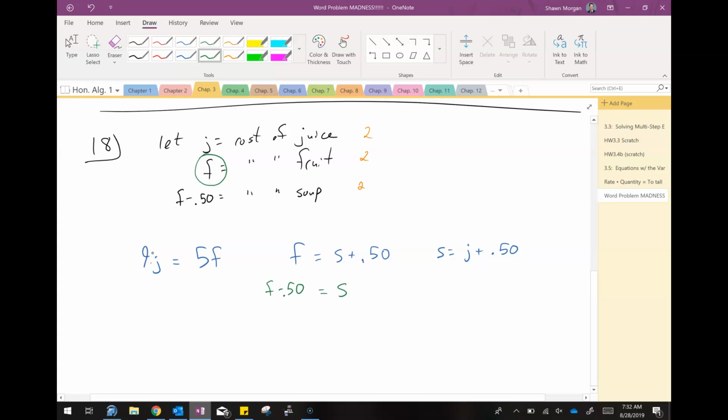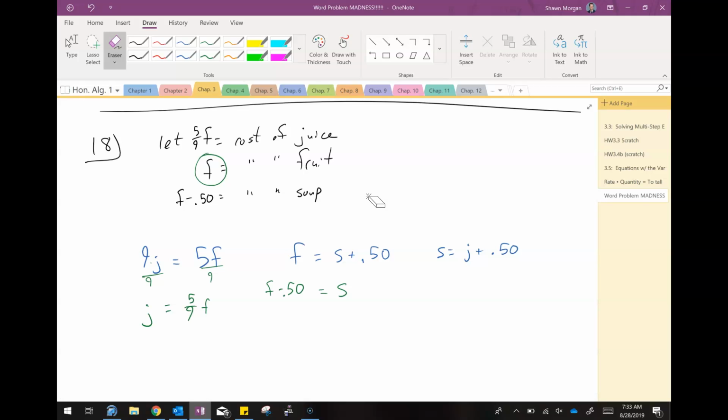What undoes a times by 9? Divide by 9. Very good. Divide by 9, divide by 9. And so we wind up with J is the same thing as 5/9 F. So I could come up here, I could say, well, instead of using J, I could just write 5/9 F. Now I've got all 3 in terms of what? In terms of the same variable.